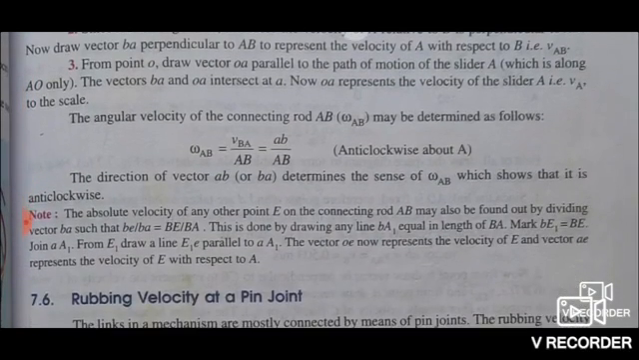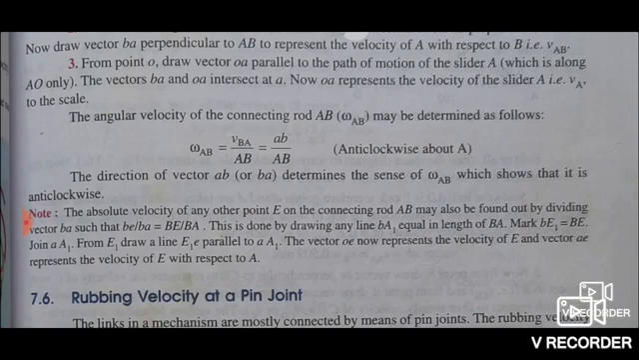The angular velocity of connecting rod AB, that is omega AB, equals VBA by AB, anti-clockwise about A. The direction of vector AB or BA determines the sense of omega AB, which shows that it is anti-clockwise.